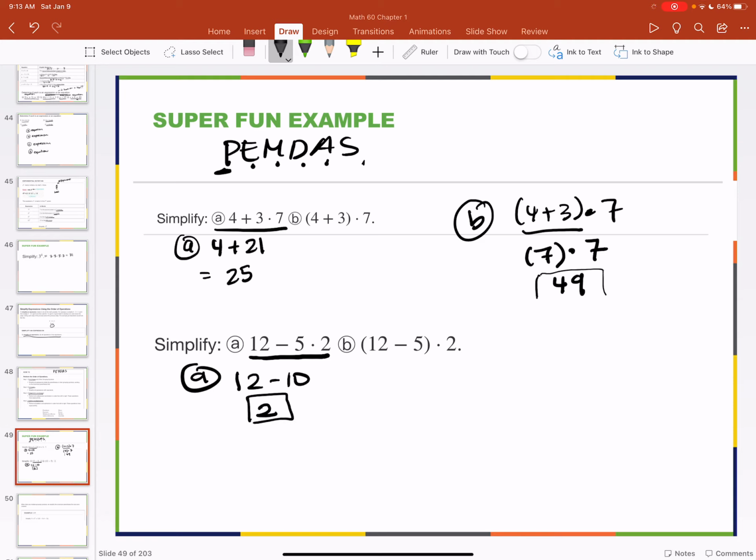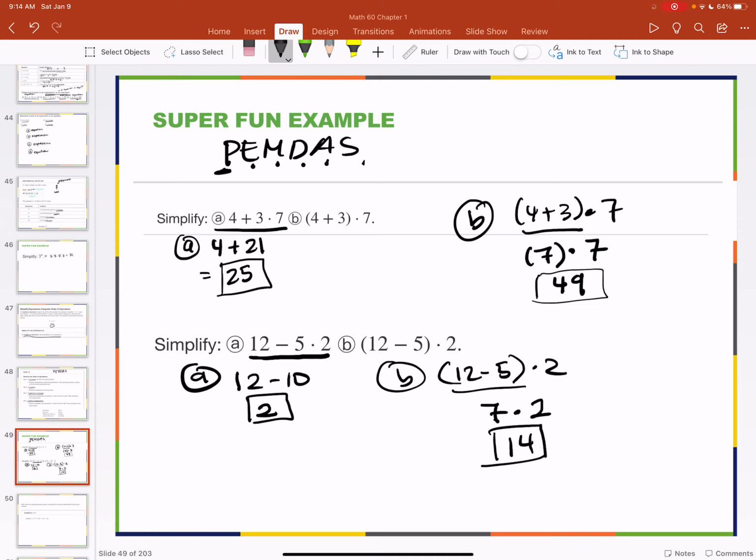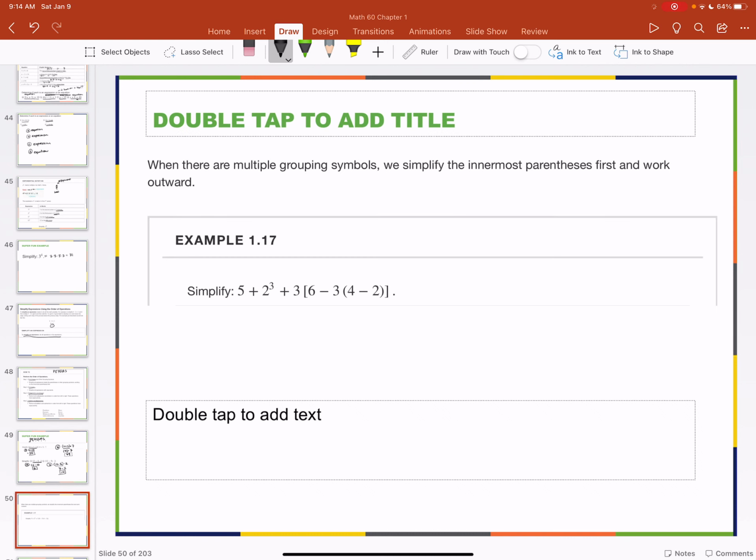Oh, another thing you might like to get in the habit of doing is boxing your answers. It looks very nice. Okay, so B, we have 12 minus 5 times 2. Parentheses first. So 12 minus 5 is 7. Bring that down times 2. 7 times 2 is just 14. So notice that I'm going line by line. That's super helpful, just to keep your work organized.